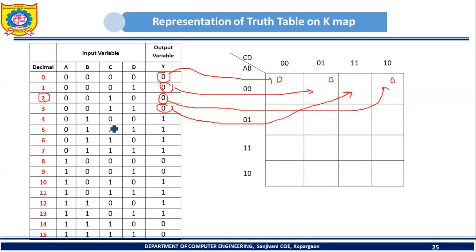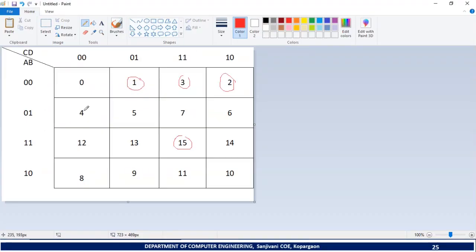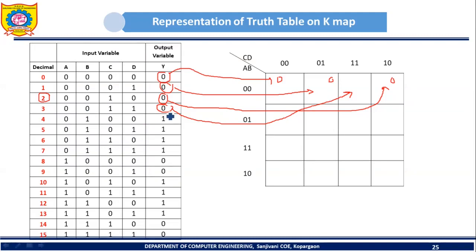Now consider the next row. The next row of the truth table corresponds to decimal number 4. In the KMap, this particular cell corresponds to decimal number 4. So that's why this output 1 should be written in which cell? It should be written in this particular cell. So here I have to write 1. I should write here 1. Okay, in this cell I should write 0. So this 0 is coming from this particular row.